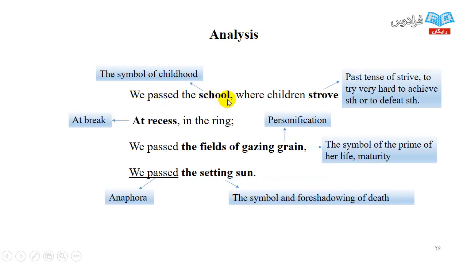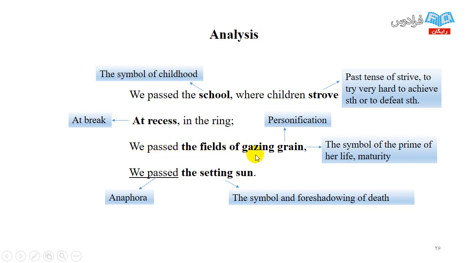We passed the school where children strove at recess in the ring. School is the symbol of childhood. Strove is the past tense of strive and it means to try very hard to achieve something or to defeat something. At recess means at break time in schools. As she is dying, some scenes from her life appear in front of her eyes. She sees her own childhood. The children were playing in a circle during their break time.